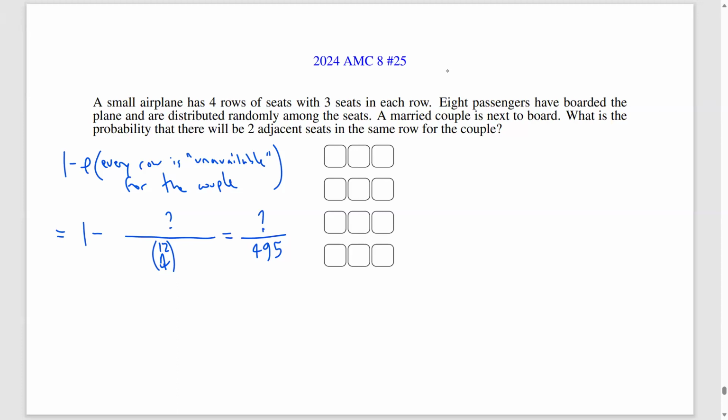So to do this, we'll do casework on the number of middle seats that are taken. The reason for this is because if one middle seat is taken, that automatically makes the entire row unavailable. So our first case, we'll call it case 0. Case 0 is that no middle seats are taken.